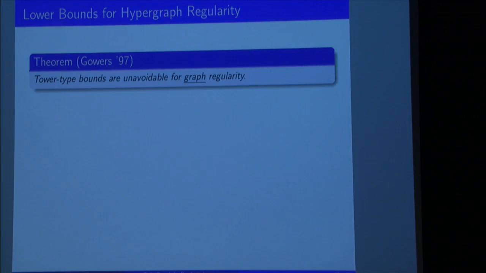Back to bounds on the regularity lemma, which is the topic of this lecture. So the starting point for bounds is Gowers' famous paper from 1997, showing that tower type bounds are unavoidable for graph regularity. And I would say that for about 20 years, between Szemerédi's regularity lemma and this lower bound proof, people were actually not sure if you can prove Szemerédi's upper bound. Because if you could, then all the applications of the graph regularity lemma, and by then there were many applications of the regularity lemma, all of them would benefit from this.